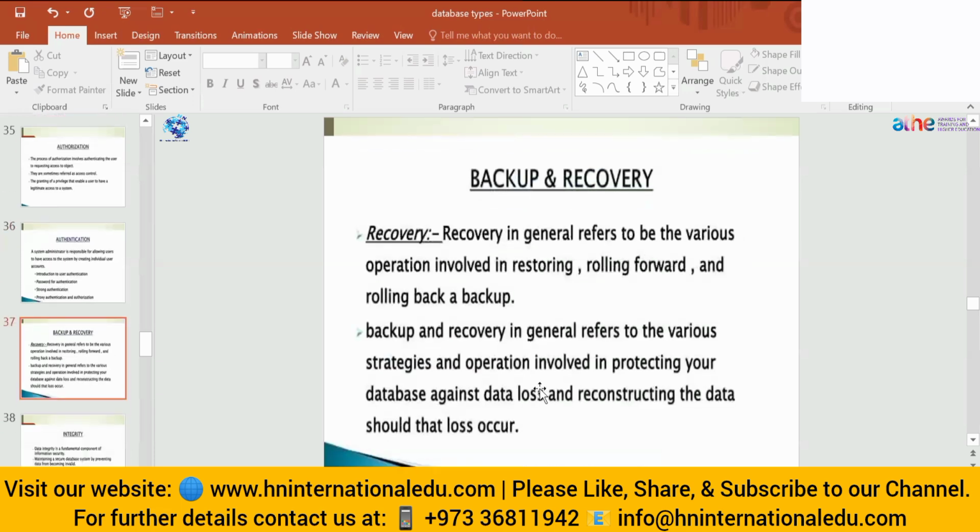The third one is backup and recovery. Recovery, in general, refers to the various operations involved in restoring, rolling forward, and rolling back a backup. For example, if somehow our database is lost or deleted for some reason, it can be recovered only if we have a backup, a copy of our database.